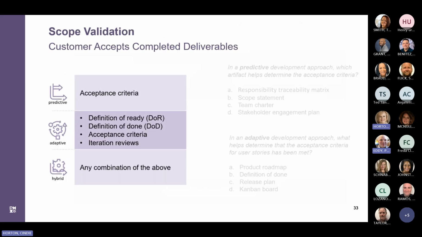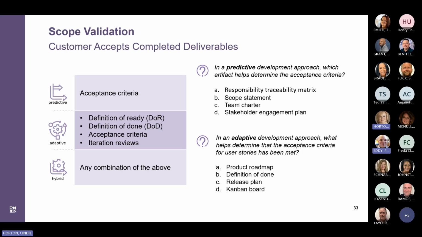So the scope is validated when the customer accepts the deliverables. The term scope validation comes from the predictive process term validate scope, but the meaning is the same in adaptive life cycles as well. The success criteria determined by the customer, which are their needs and wants, and the product requirements must be in place, and the team establishes a definition of ready, a definition of done, iteration reviews wherein the team and customer inspect the product, and the final acceptance criteria.